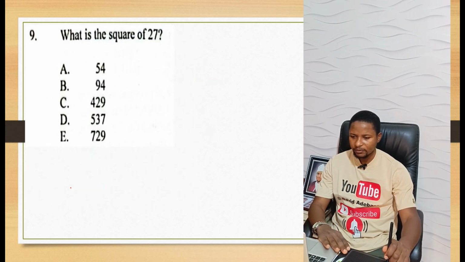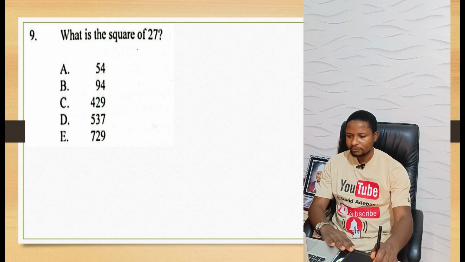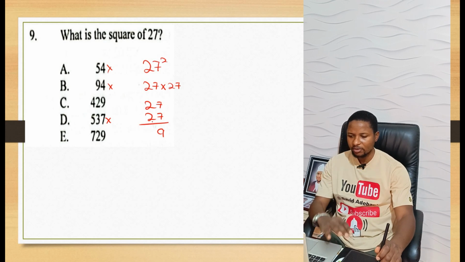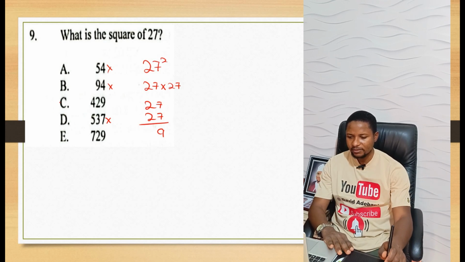Alright, moving on to question 9. What is the square of 27? Square of 27 meaning you should square 27. And the meaning of that is to repeat the number again, multiply by itself. So we have 27 times 27. 7 times 7, 49. And then on exam day, I know the answer cannot be all of this. Why? Because my first answer ends with 9. So your answer is either C or E.